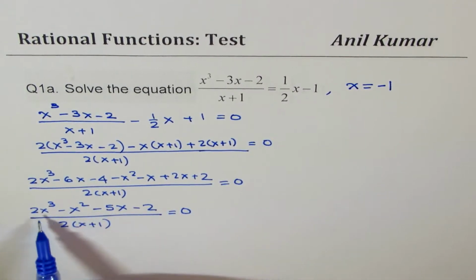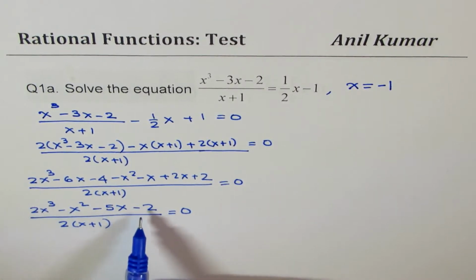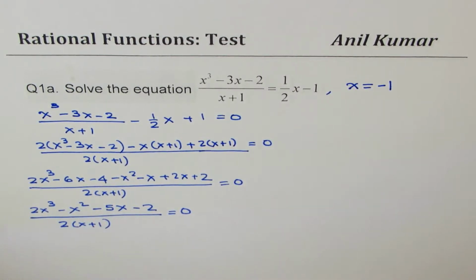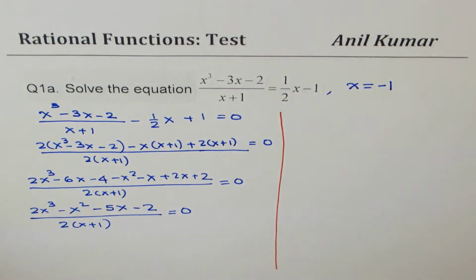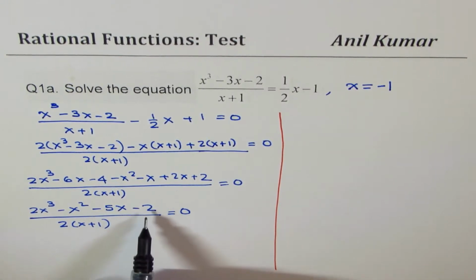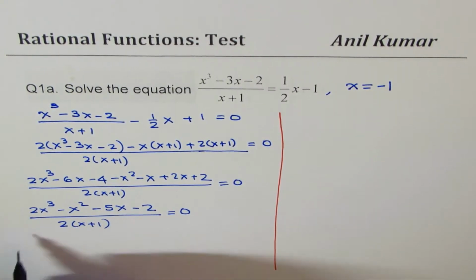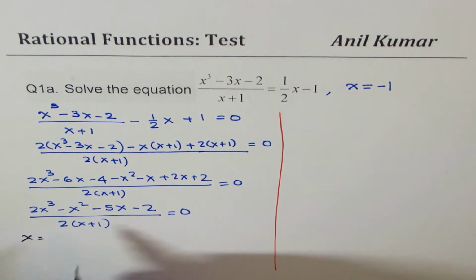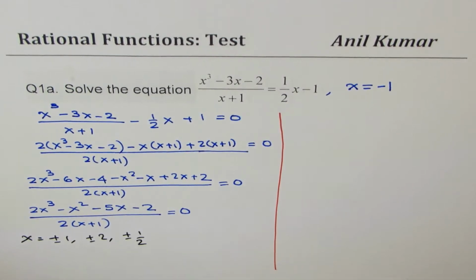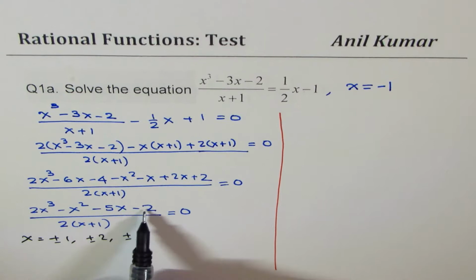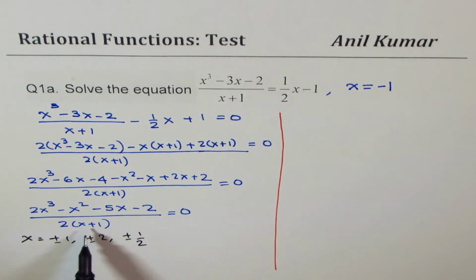Now we really need to factor the numerator. It's a cubic equation. To factor this, what should we do? Well, we'll try some numbers which could possibly get us the factor. Numbers to try are factors of the constant term and the leading coefficient. So we'll try values for x equals, let us say, plus minus 1, plus minus 2, and also plus minus half, for the numerator. We know already that there is one restriction, x is not equal to minus 1.